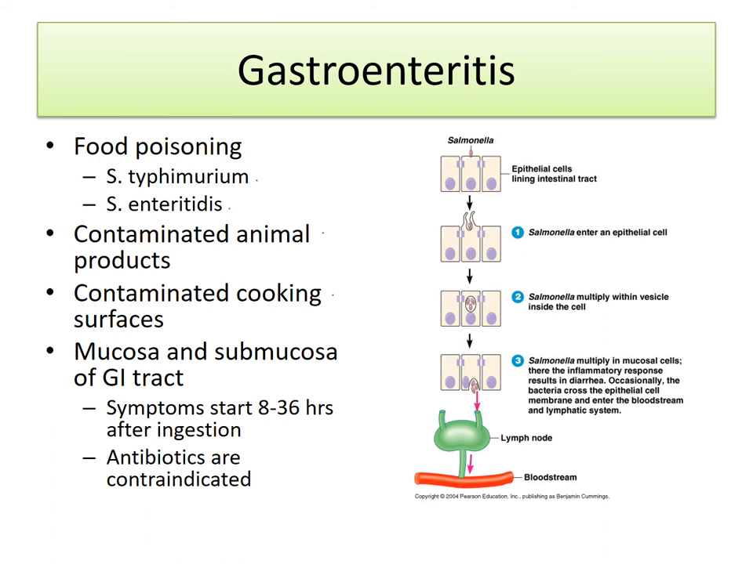But you will have to perform sensitivities in that case, since of course we can always see resistance emerging. Okay, but if you're doing a Salmonella species, you want to make sure that you include the ampicillin and the chloramphenicol in the report, since those are our drugs of choice at this point. We don't see a ton of resistance yet.